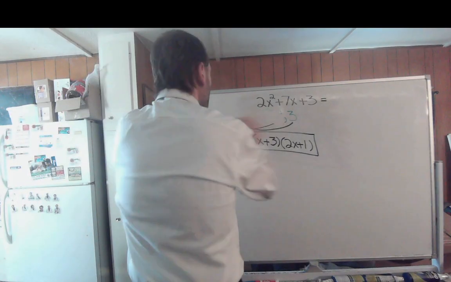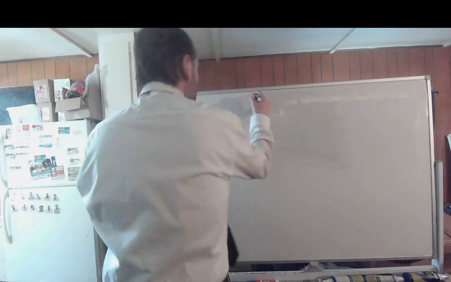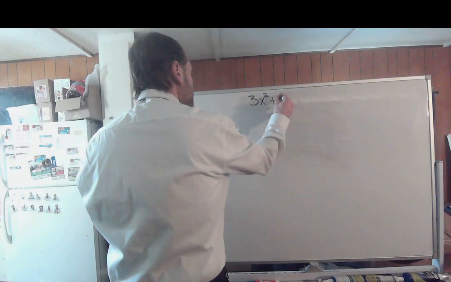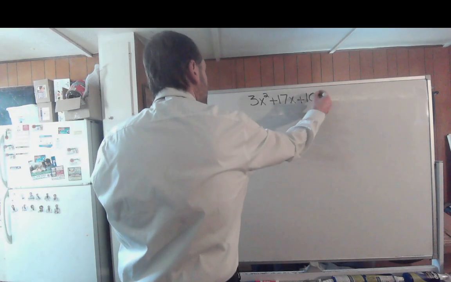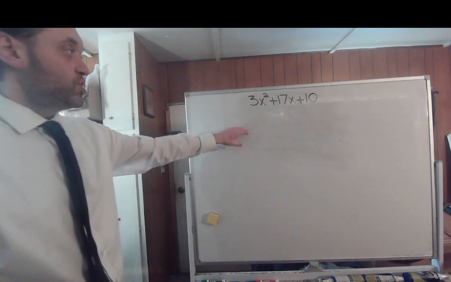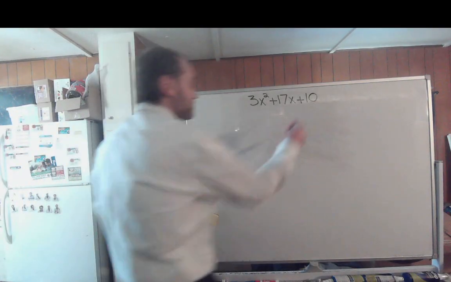I got some more. What if we had, so we have 3x squared plus 17x plus 10. All right, so we have the quadratic equation 3x squared plus 17x plus 10. Let's try to factor this.